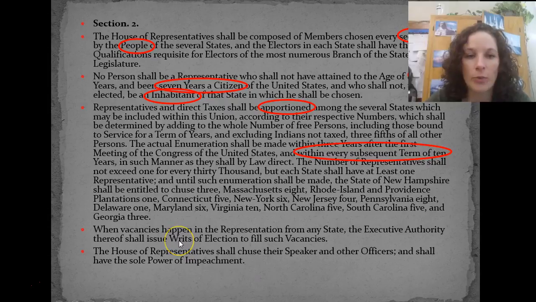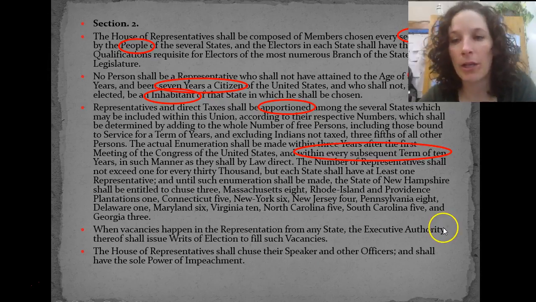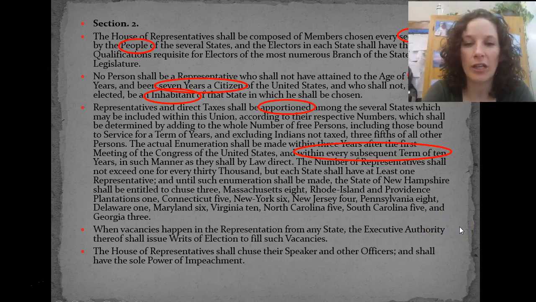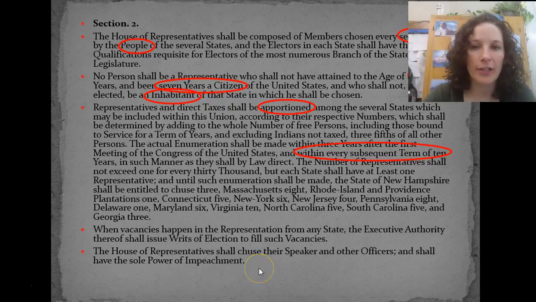Okay, next clause. When vacancies happen in the representation of any state, the executive authority thereof shall issue writs of election to fill such vacancies. Here, the executive authority would be the governor. So you want to make sure you know that the governor is in charge of filling vacancies. So he can't appoint somebody, call for an election, or maybe just leave it vacant if an election is soon to come.